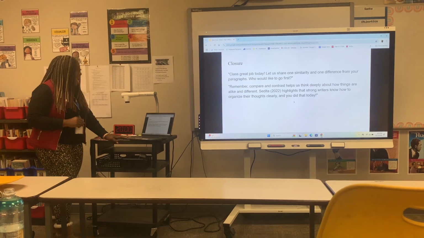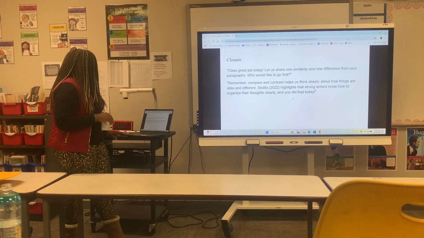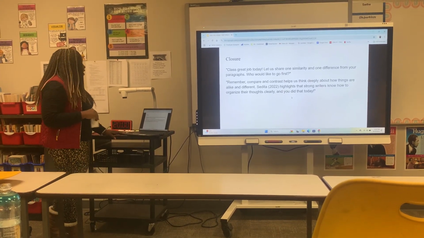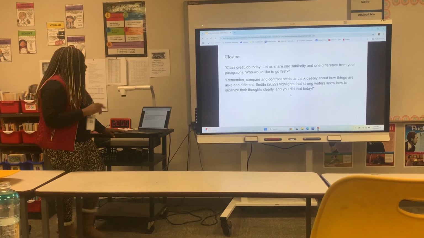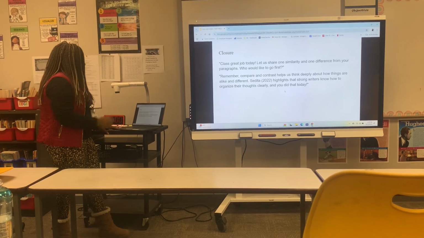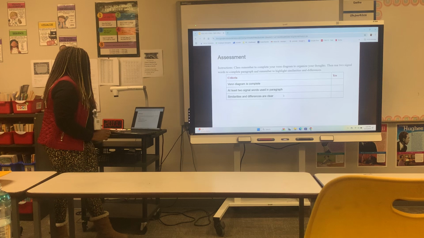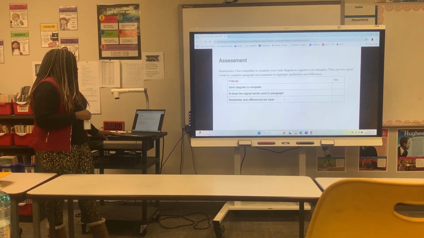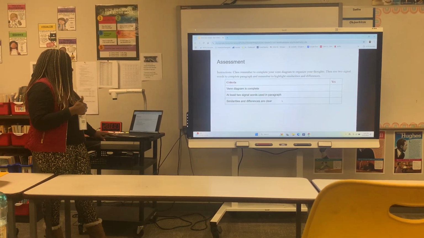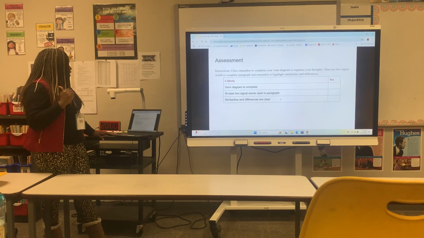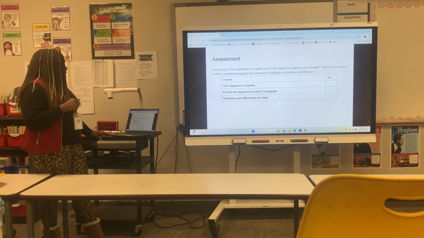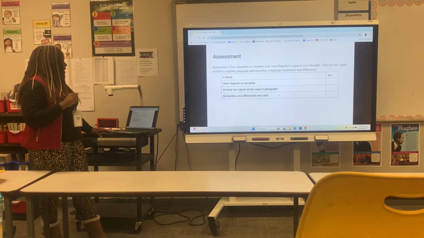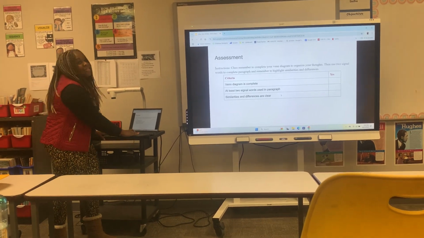Class, we did a great job today comparing and contrasting. I want you to remember, contrast helps us to think deeply about how things are alike and how things are different. For our assessment, I want you to remember to complete your Venn diagram. Make sure you have at least two signal words in the paragraph, and make sure you have similarities or differences that are clear. Thank you, everyone.